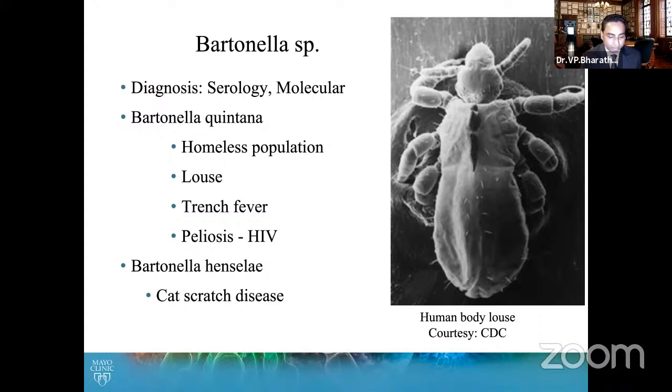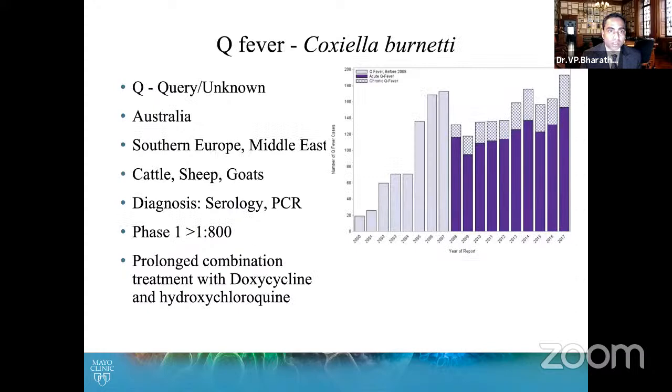Q fever is called Q because initially, when the clinical picture was emerging, they didn't know what it was, so it was query, or unknown. It was first described in Queensland in Australia, and now it is a very common cause of culture-negative infective endocarditis in southern Europe, especially France, the Marseille region, and the Middle East. These are due to exposure to cattle, sheep, and goats. And again, we diagnose based on serology and PCR.